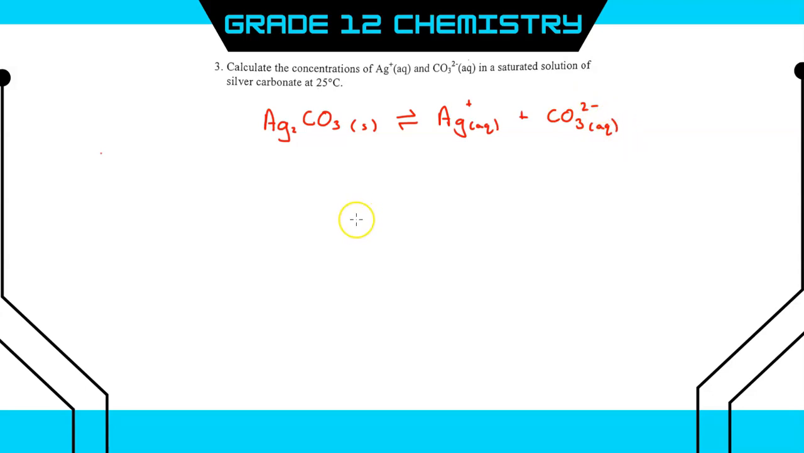And then always double check to make sure your equation is balanced. It is not. We need a 2. All right, now we're good to go. We can write our solubility product using our equilibrium law, and that is going to be Ag. We're going to have to square that, right, because of our mole ratio there, and times that by carbonate.